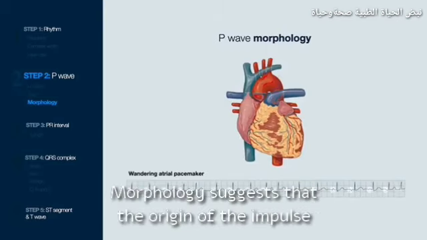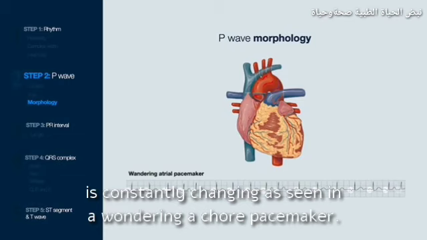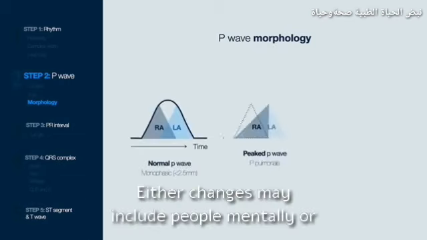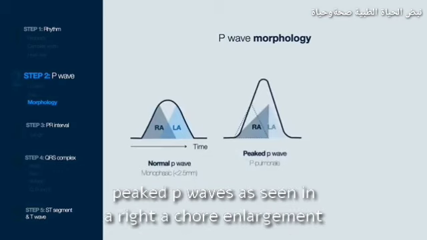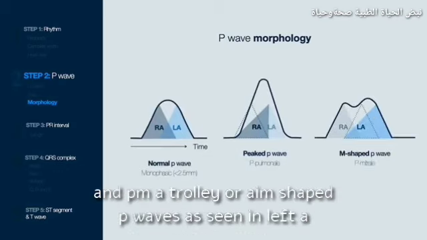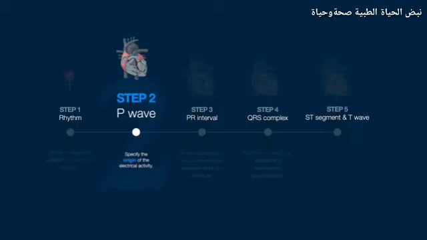Changing P wave morphology suggests that the origin of the impulse is constantly changing, as seen in a wandering atrial pacemaker. Other changes may include P pulmonale or peaked P waves, as seen in a right atrial enlargement, and P mitrale or M-shaped P waves as seen in left atrial enlargement.